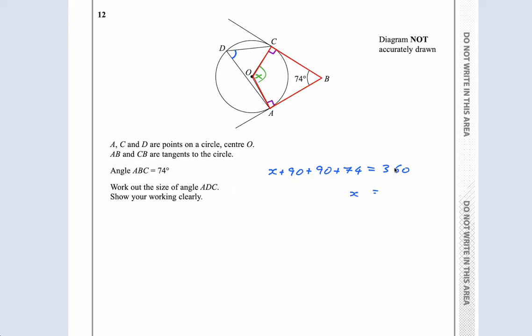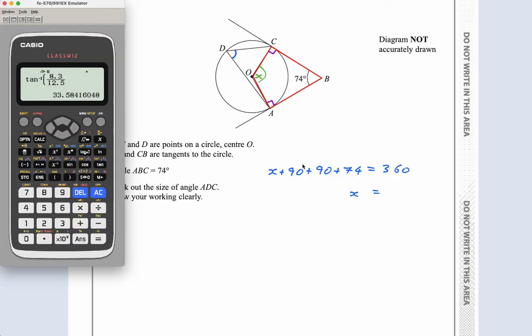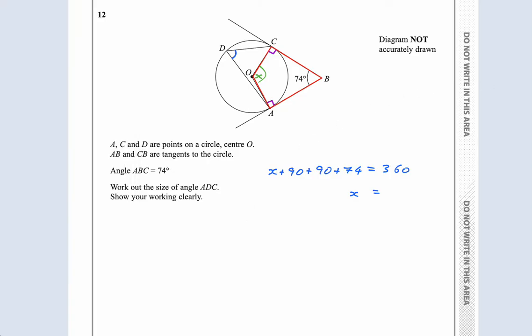Hence, x is equal to 360 minus all of these. 360 minus 90 minus 90 minus 74 equals 106. So that x is equal to 106. Now, why does that help us?